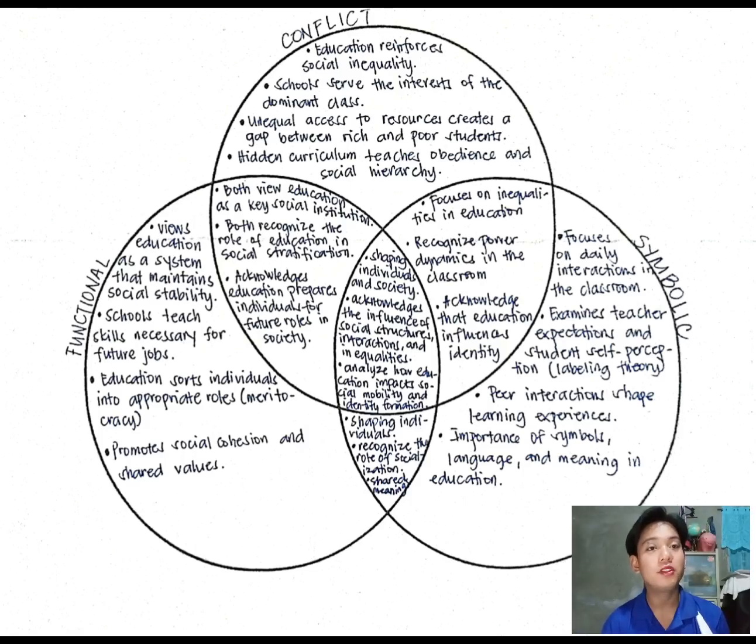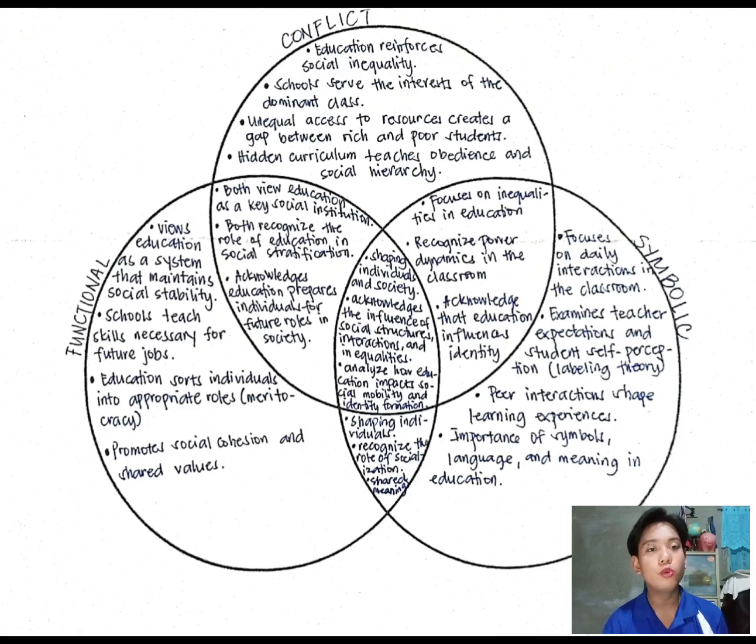And the last, but not the least, is the similarities between functionalism and symbolic interactionism. Despite their differing perspectives, functionalism and symbolic interactionism share commonalities in their views on education. Both theories recognize that education plays a significant role in shaping individuals, with functionalism emphasizing the transmission of skills and values, and symbolic interactionism focusing on the influence of interactions on student development.